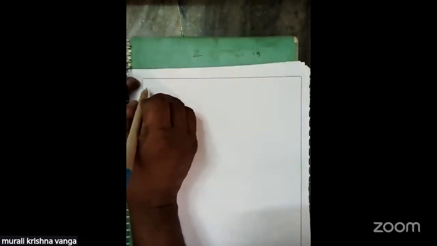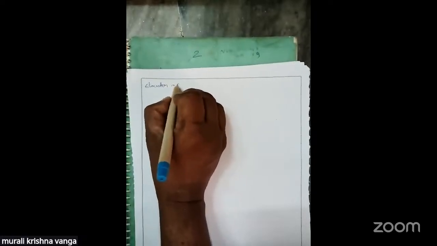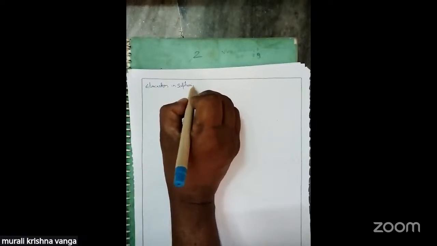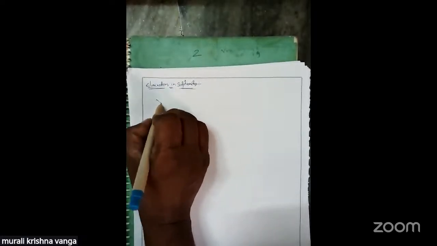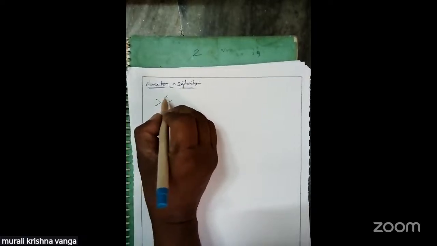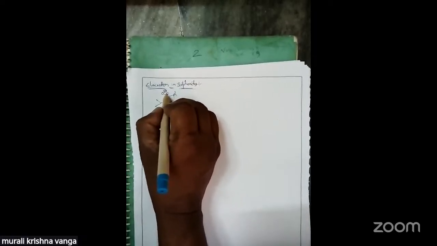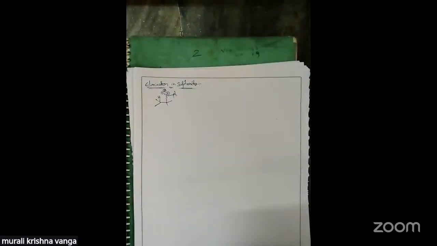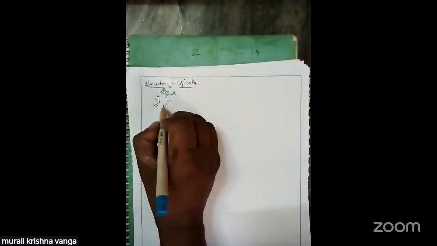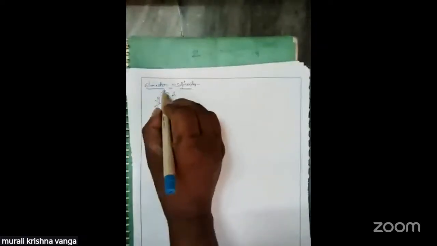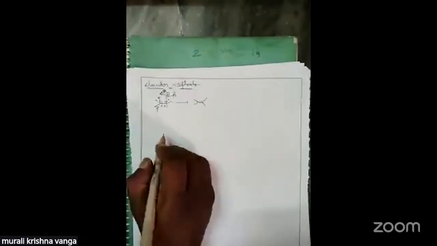Elimination in sulfoxides. When sulfoxides have beta hydrogens, these beta hydrogens are involved in the elimination of sulfoxide, then it produces alkene as the product.